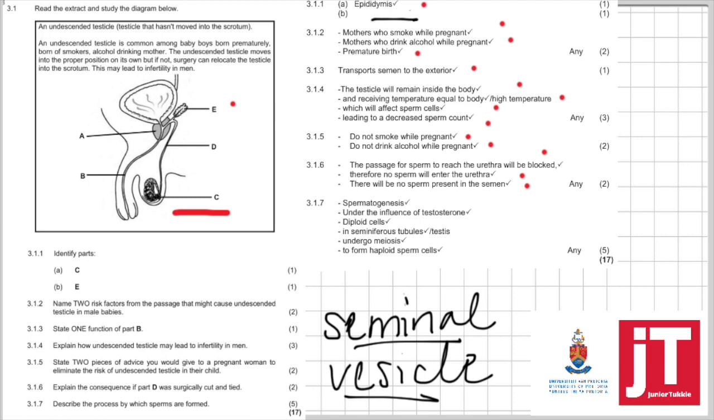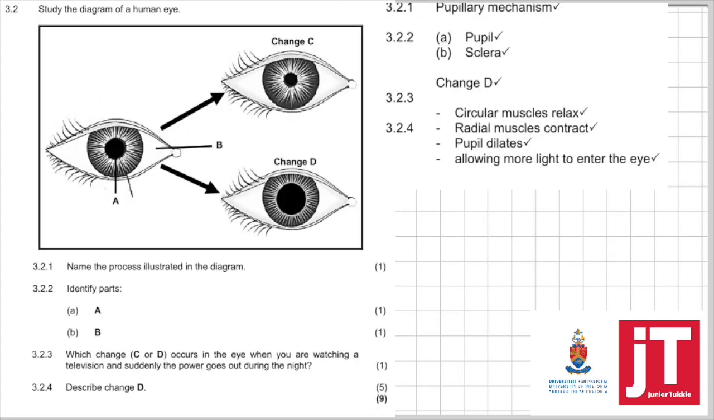3.1.7. Describe the process by which sperms are formed. That's spermatogenesis. Straight from the exam guidelines. Under the influence of testosterone, diploid cells in the seminiferous tubules of the testes undergo meiosis to form haploid sperm cells. Right. 3.2. Study the diagram of a human eye. 3.2.1. Name the process illustrated in the diagram.